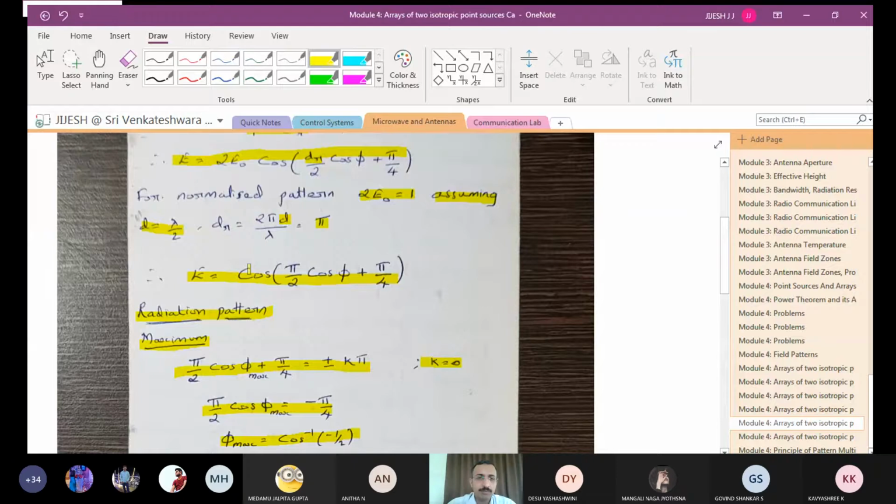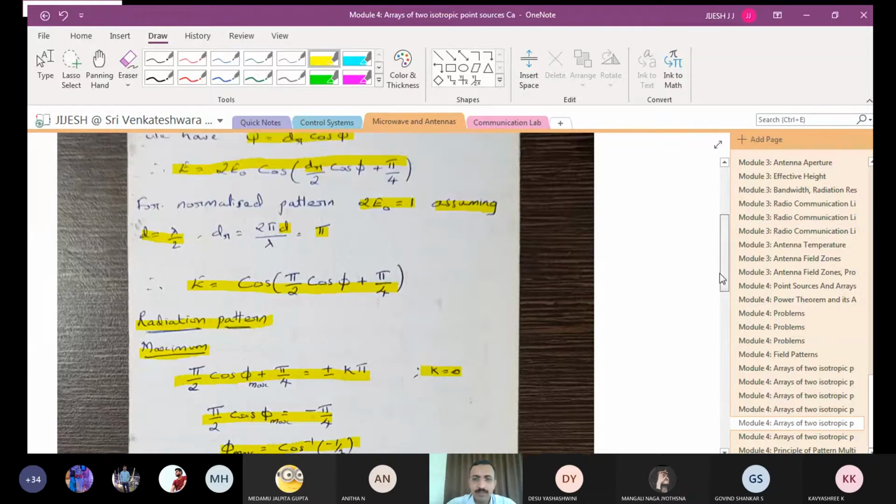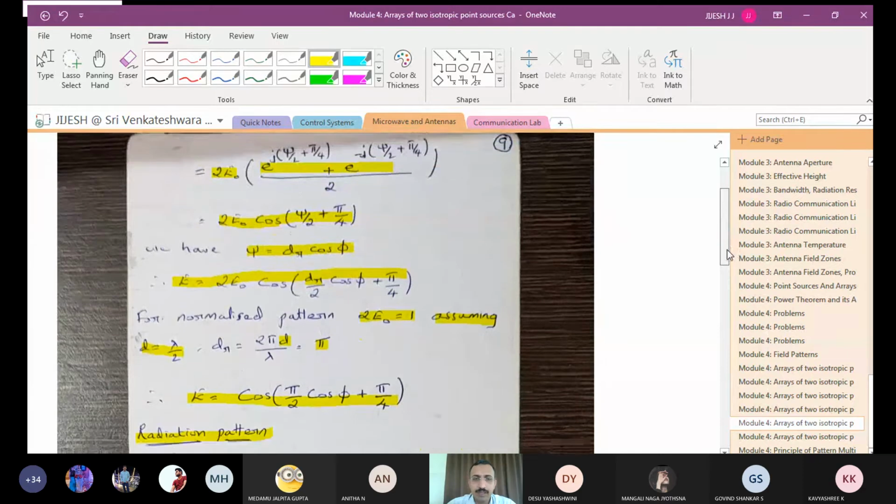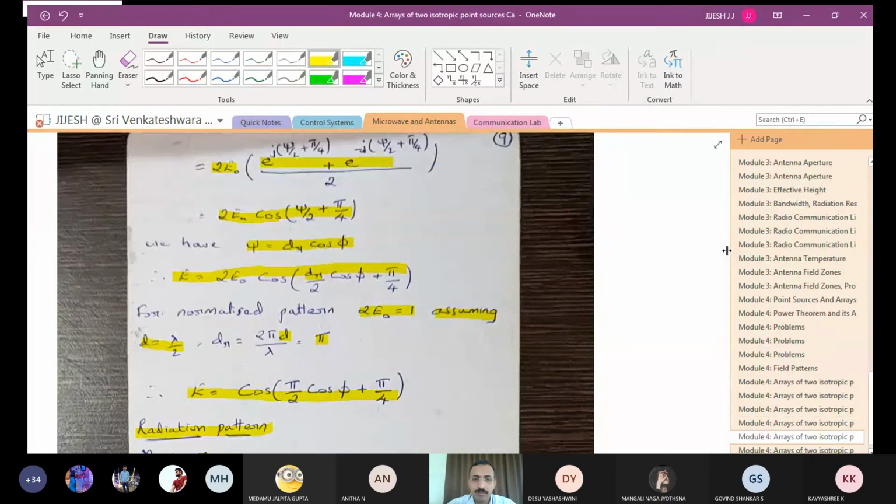So you can make a note of all these equations, and we can go ahead finding out the maximum, minimum and half power points, and then we will plot the radiation pattern for case 3, that is, two isotropic point sources of same amplitude and in phase quadrature.